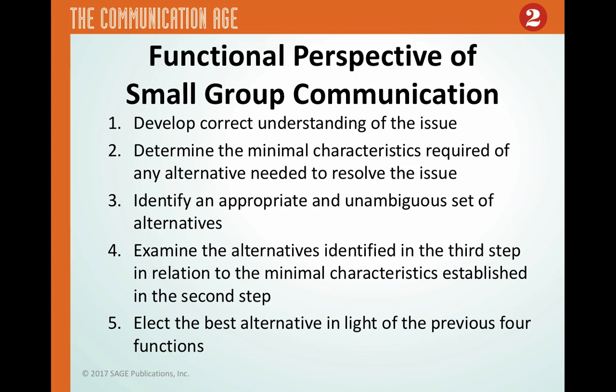Third, you want to identify an appropriate and unambiguous set of alternatives. So it's like, okay, we've come together and we thought this might be the best approach. Are there any alternatives? Are there any other approaches to accomplishing this task?